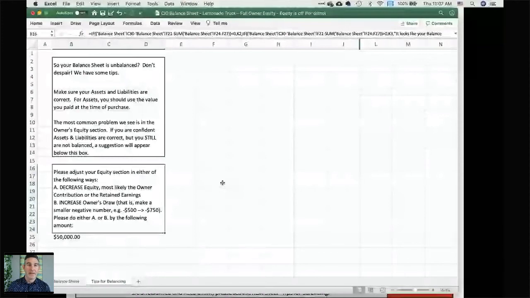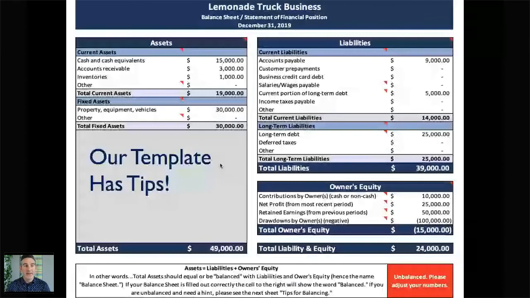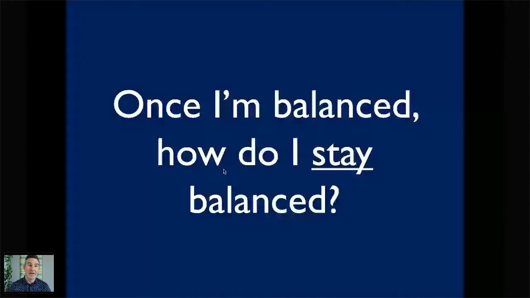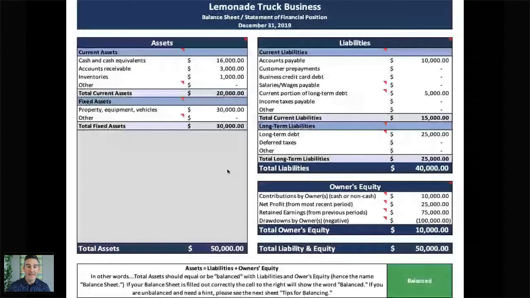All right. So let's say you've done your balance sheet and you are in balance. The next problem you're probably going to face is, how do you actually stay in balance? Once you get balanced, how do you stay balanced? I'm going to run you through some examples here. Let's say you were able to add a piece of equipment to your business and that it costs $10,000. I may have shared the wrong template, so I'll get you the right one before the presentation is over. I apologize for that.